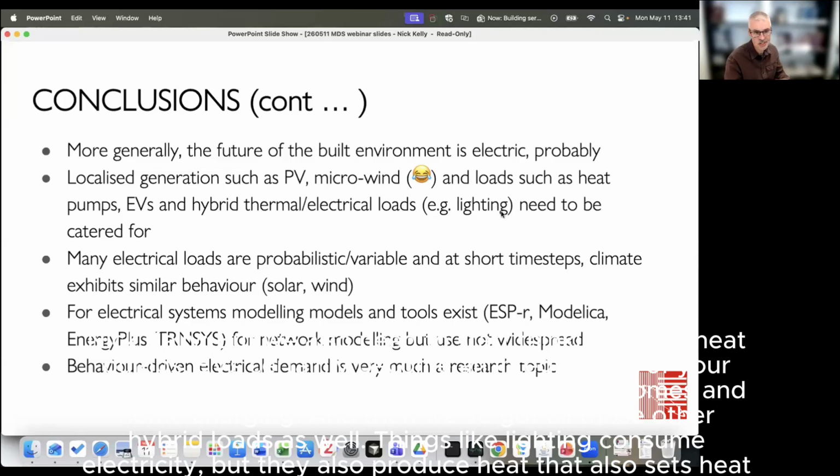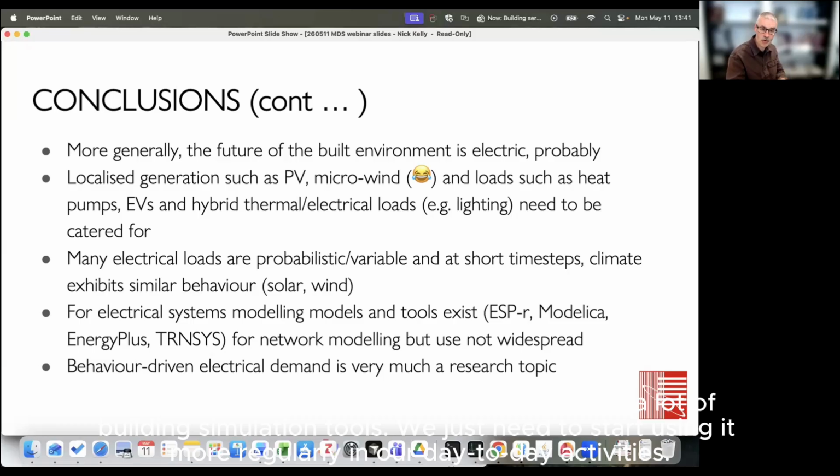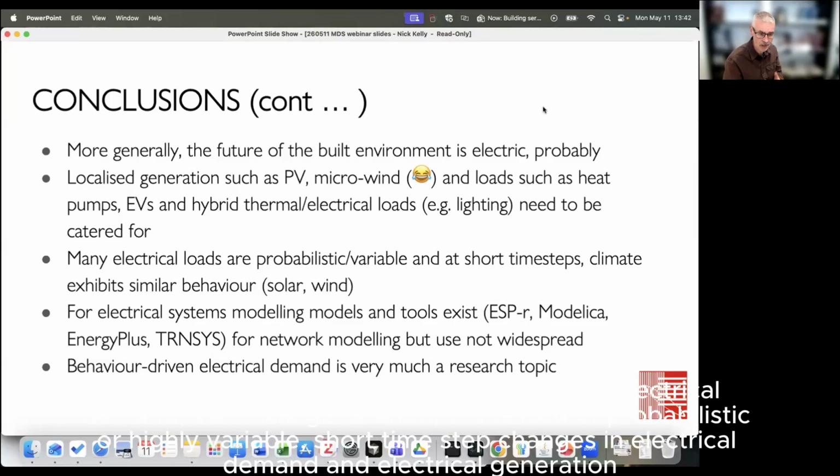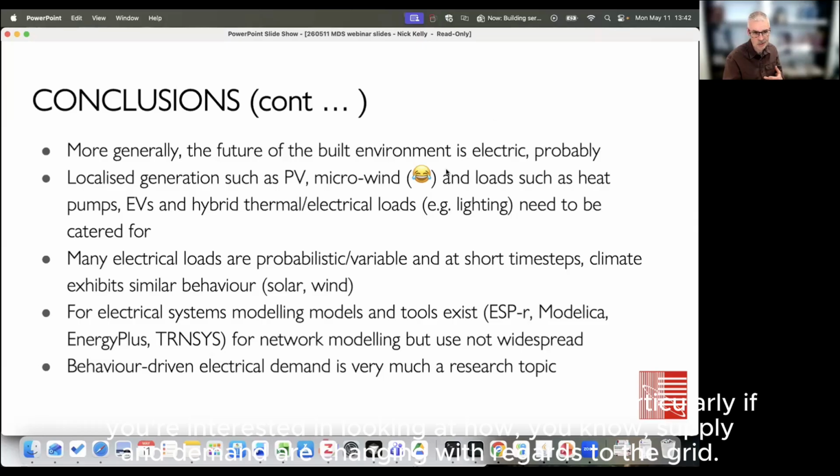And then we've got all those other hybrid loads as well. Things like lighting consume electricity, but they also produce heat that also sets heat demand. So all of that we need to think about how we incorporate into our models. And the infrastructure is there in a lot of building simulation tools. We just need to start using it more regularly in our day-to-day activities. As I said, when we're looking at electrical demand and electrical generation, those probabilistic or highly variable short time step changes in electrical demand and generation start to become quite important, particularly if you're interested in looking at how supply and demand are changing with regards to the grid.